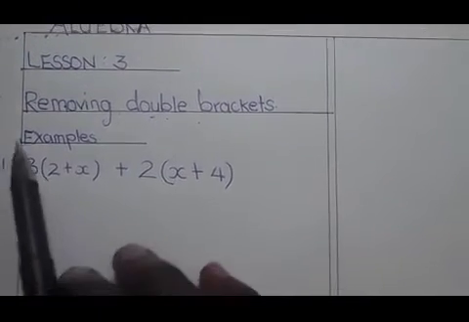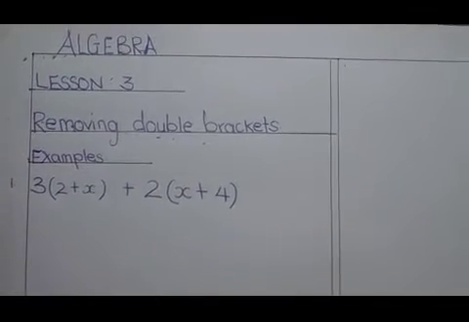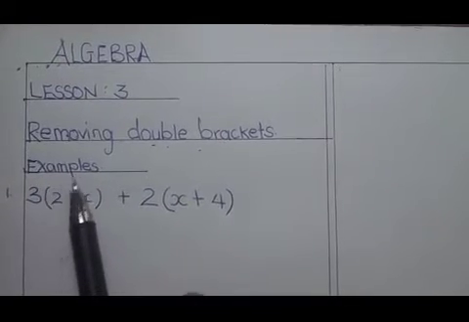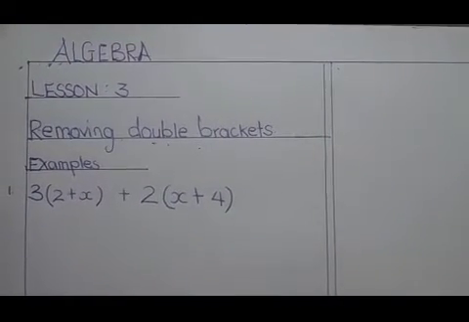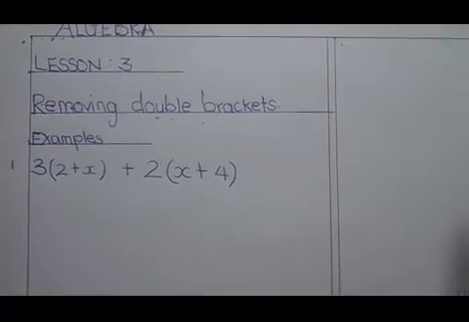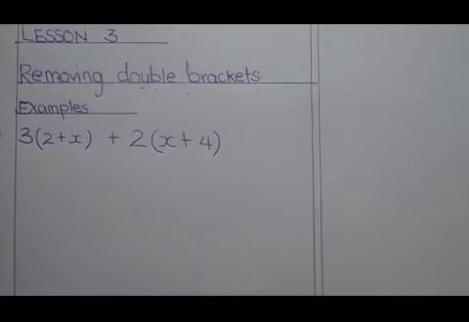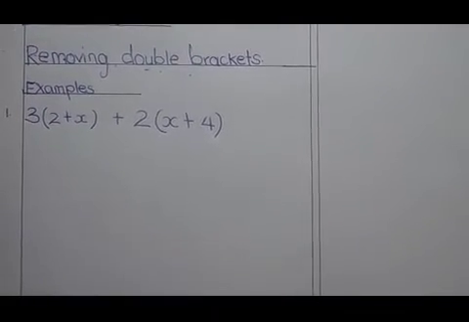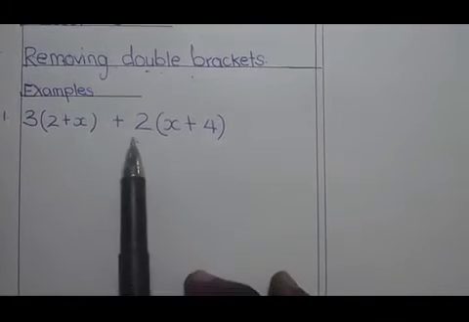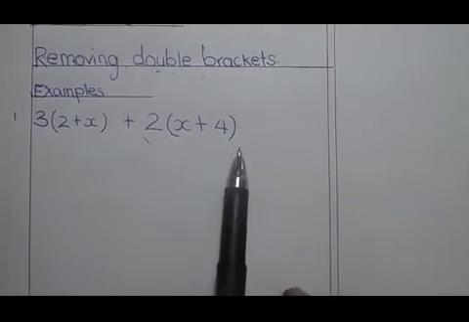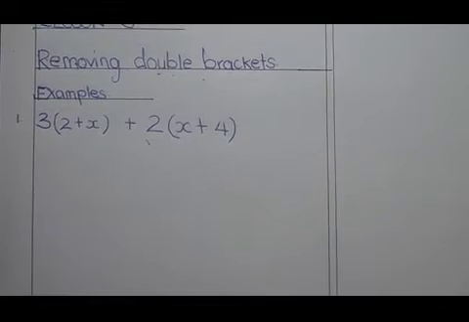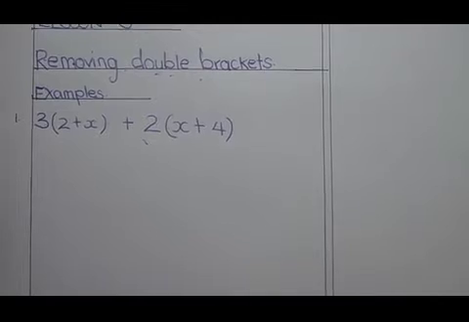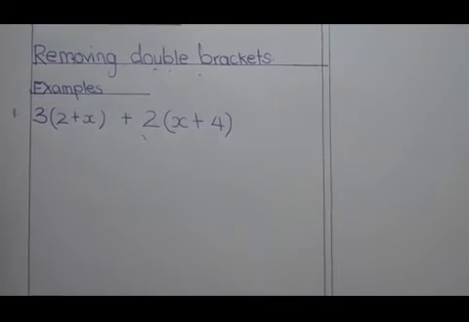Last time we looked at removing single brackets. Today, in our next lesson, we are going to look at removing double brackets. Last time we did a lot of practice removing single brackets. It is the same thing that we are going to do this time, only that we have added the second bracket. So we do what we did last time in our lesson 2. You remember positive times positive, negative times negative, the results that you get.